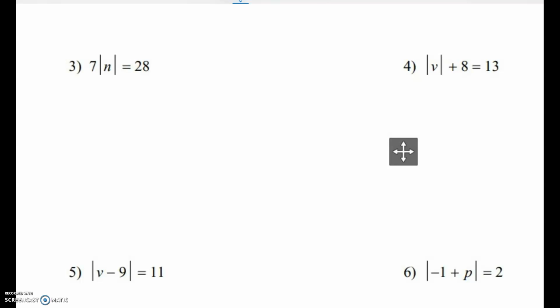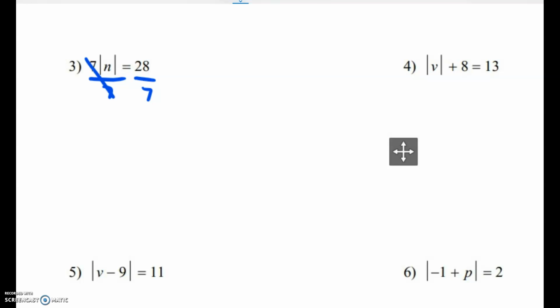All right, let's see what happens when we have other operations with our absolute value. Question number 3, 7 times the absolute value of n is equal to 28. Whenever we set up our two cases like we did in questions 1 and 2, you only do that when the absolute value is by itself. So right now, we have a 7 in front of the absolute value, so we're not going to set up our two cases quite yet. We need to get rid of that 7. And since the 7 is being multiplied to the absolute value, we're going to have to divide both sides by 7 before we can set up our two cases.